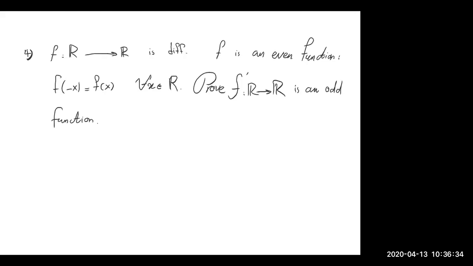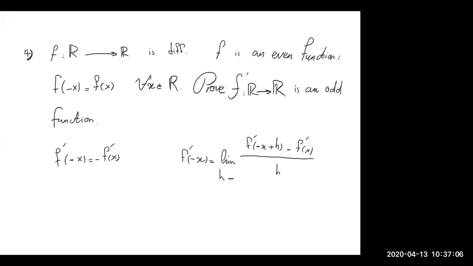Okay, think about it for a few minutes. Okay, let me write down the answer. So we want to show f prime is an odd function, which means f prime of minus x equals minus f prime of x for any x. So f prime of minus x, by definition of the derivative of a function, is the limit of f at that point, which here is minus x plus h, minus f of minus x, over h, when h goes to 0. Sorry, there is no prime inside.